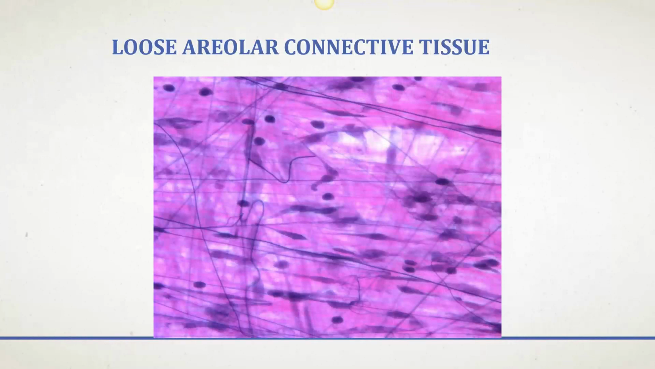Loose areolar connective tissue. So loose areolar connective tissue is just a generalized connective tissue. So you can see all three major fiber types in here. We have collagen fibers, reticular fibers, and elastic fibers. This is located pretty much all over the body. So it's located underneath the skin, around many of your organs. It helps hold all of your body parts together. So this has a lot of diverse locations in the body. And the function, like I said, it's just a generalized connective tissue.